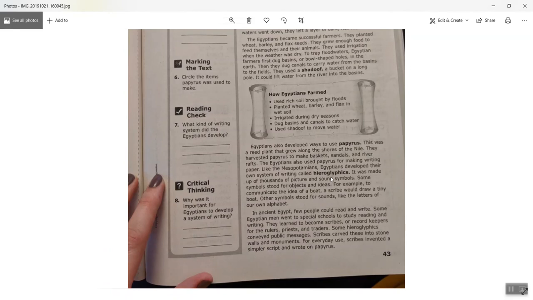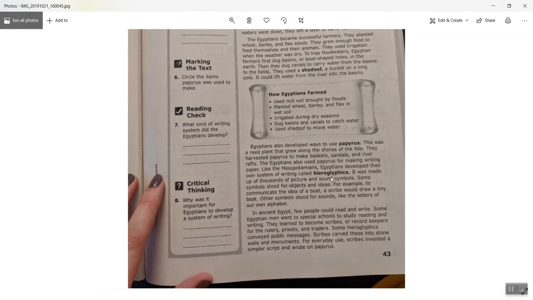Hieroglyphics was made of thousands of pictures and sound symbols. Some symbols stood for objects and ideas. For example, to communicate the idea of a boat, a scribe, if you remember, a scribe is someone who knows how to write, would draw a tiny boat. Other symbols stood for sounds, like the letters of our own alphabet. Number 7 says, what kind of writing system did the Egyptians develop?